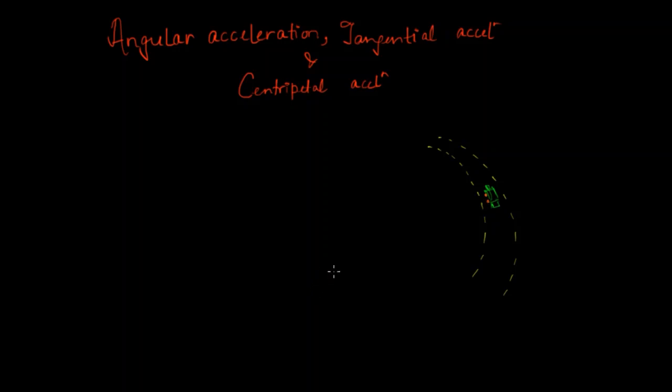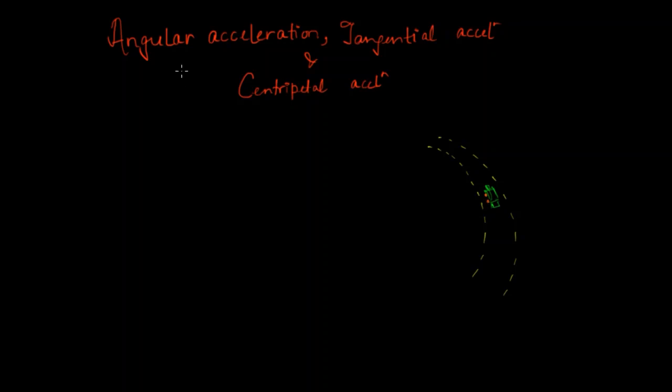So in this video, we will try to understand the difference among angular acceleration, tangential acceleration and centripetal acceleration. When an object moves in a circular path or a rigid body rotates, we hear these terms as far as the acceleration of the object is concerned: angular acceleration, tangential acceleration and centripetal acceleration. At times it gets confusing.